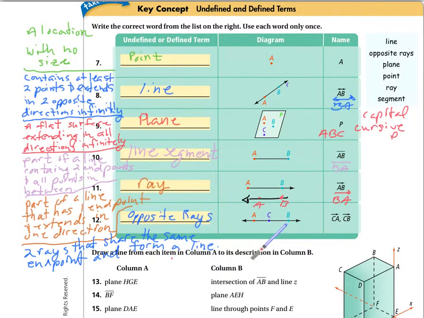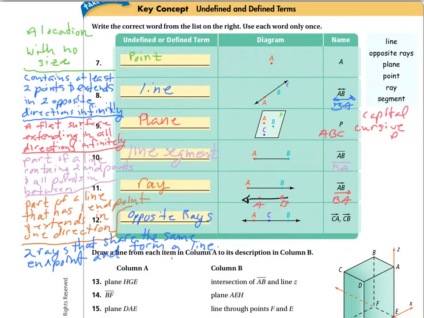Now, the rays could have started at B and gone through either of these 2 points, but there's no point to the right of B. So you can't call those opposite rays until you put a point to the right of B. So C is the one that's in the middle, which makes it the starting point for both of those opposite rays.